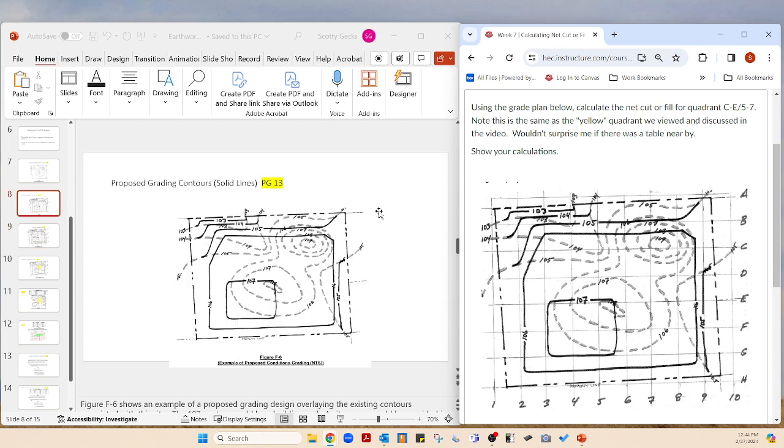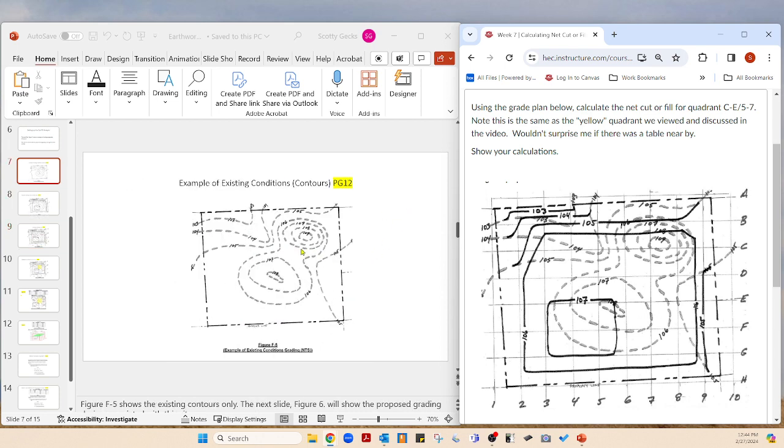If we go all the way back to the very first slide in the video, which is in the module again, this is where we started. The whole thing is an example, but it's the same example; we just did different things with it. The example of existing conditions: I put parentheses, existing contours. What that means is the way it is before you do anything to it.